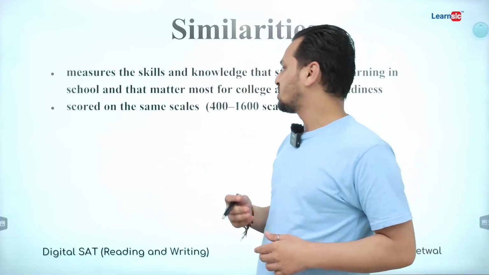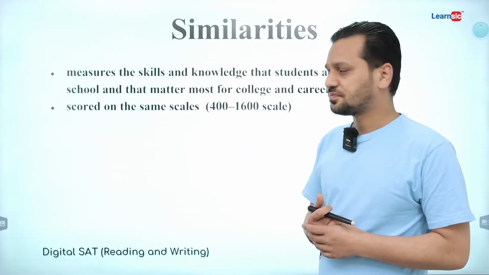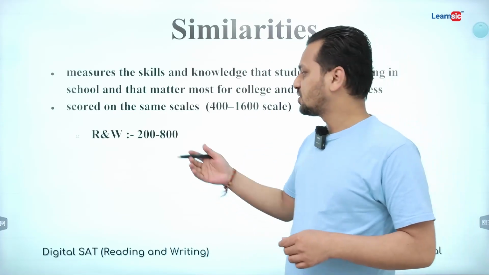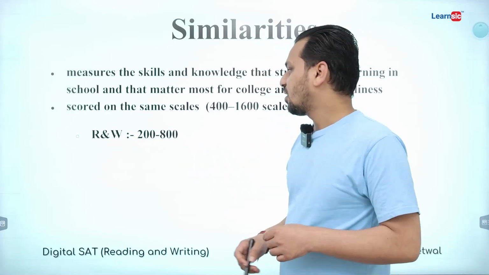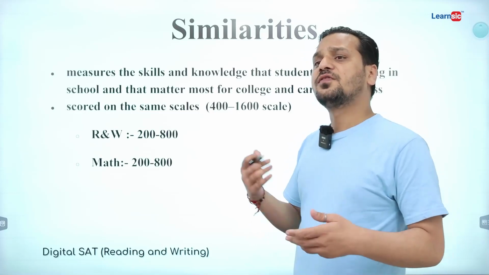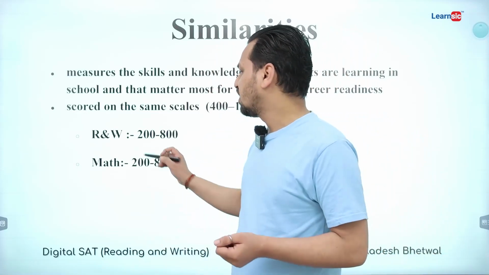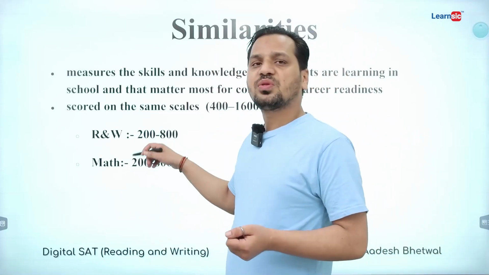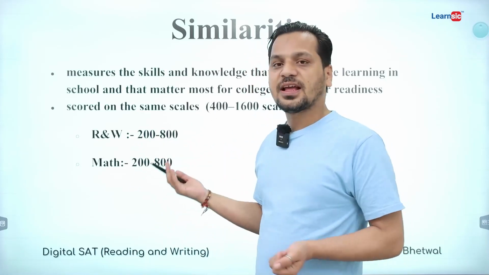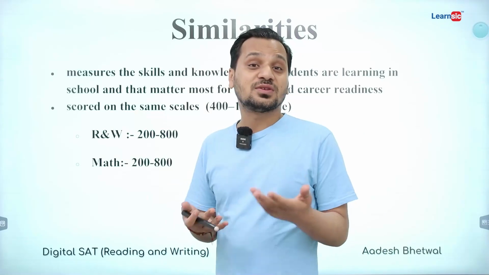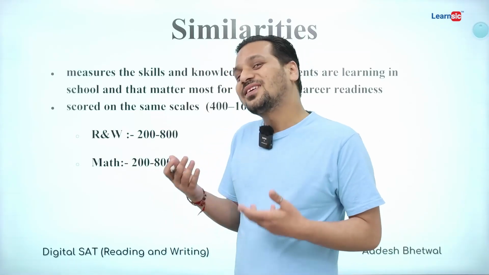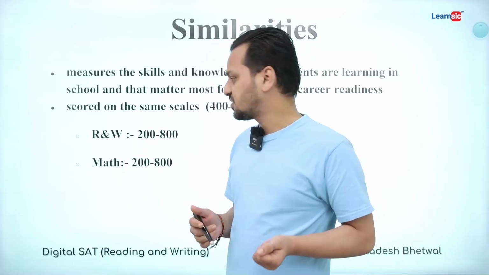And now talking about marking. It is scored on the same scale, 400 to 1600. To be precise, reading and writing will be judged from 200 to 800 and maths will be judged from 200 to 800. So even if you do not attempt any question, you will get 200 in both reading and writing and math. But if you want to go beyond that, you definitely have to do well. So you need to understand what kind of questions will come, how to deal with them, and what the strategies are to find the correct answers.